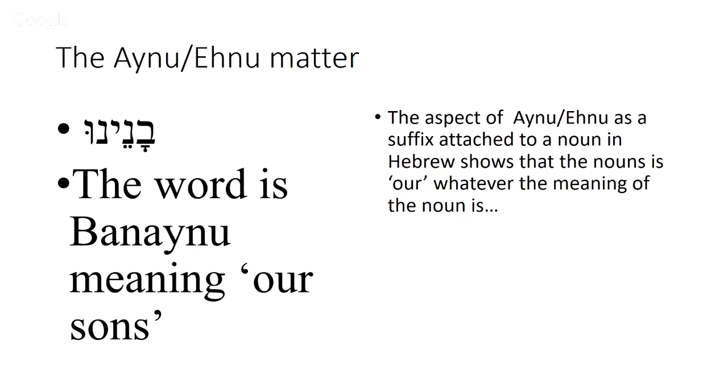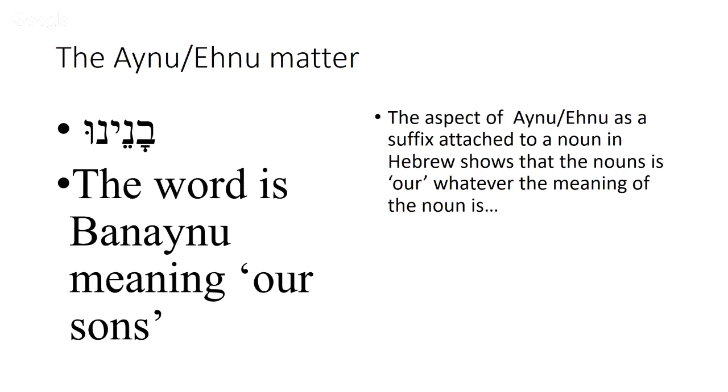The Enu or Enu matter. Banenu. The word is Banenu, meaning our sons. Now, that is saying if one female has two sons, speaking to another female who has two or more sons, or one or more sons, if you're speaking about that particular aspect, they can too say Banenu, meaning our sons. So if you're saying my sons or our sons, that's said by either the male or the female. All right, so just want that to be noted.